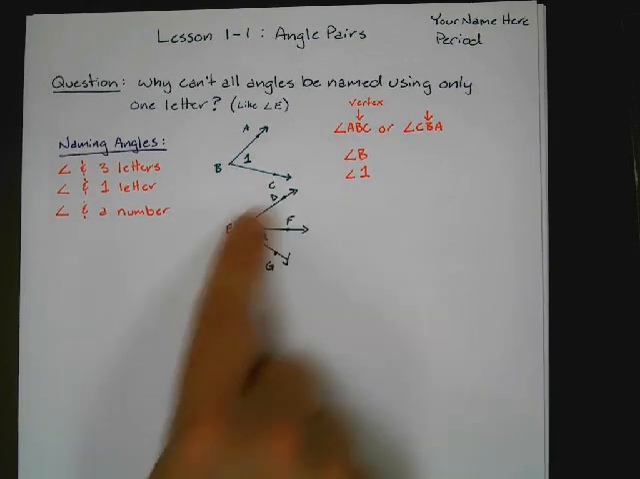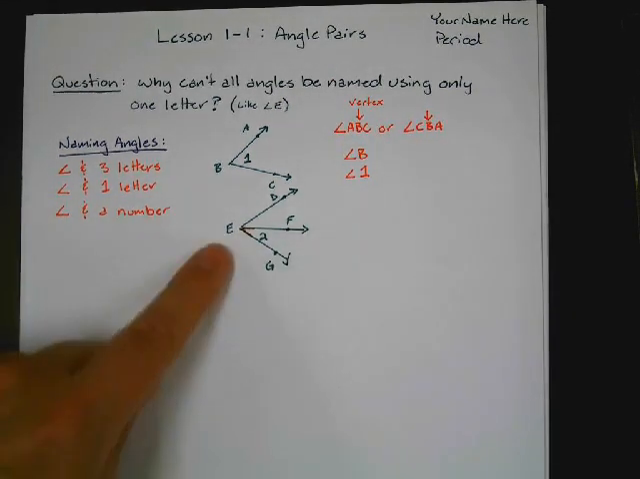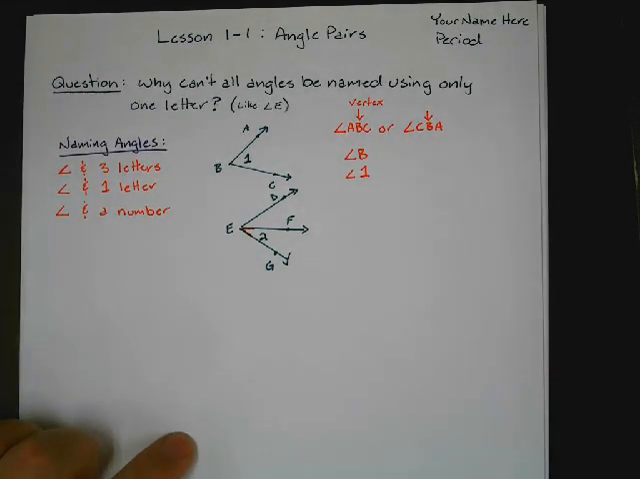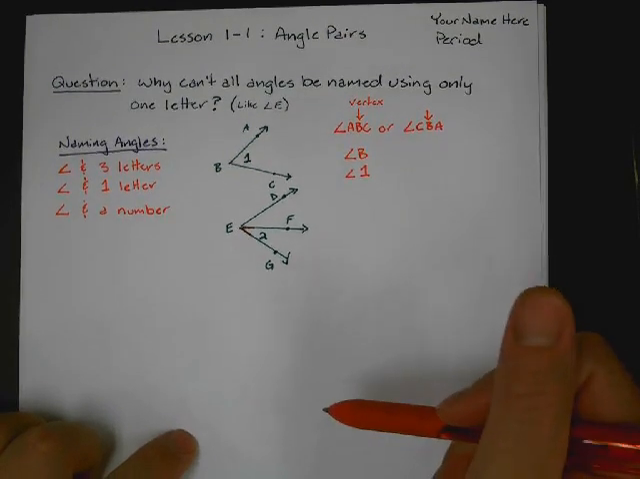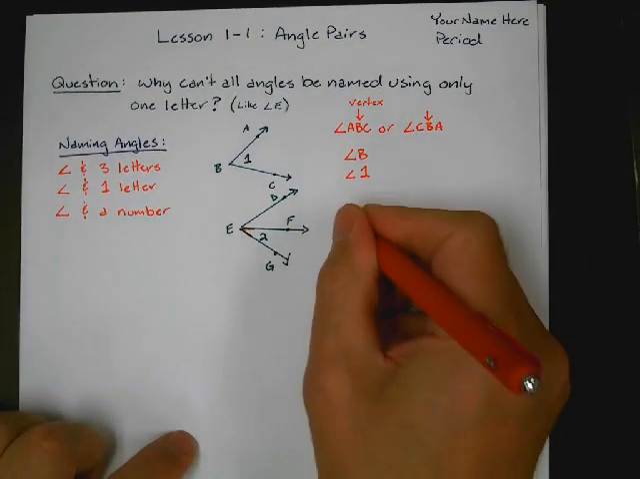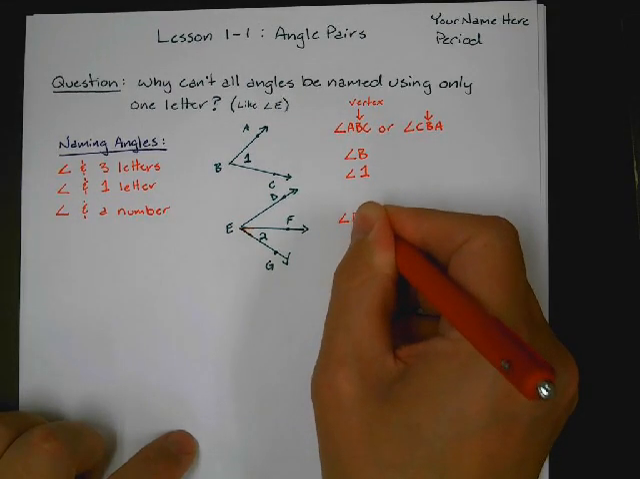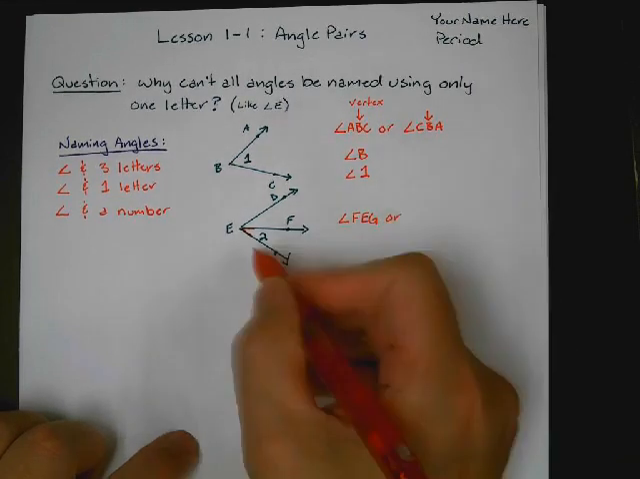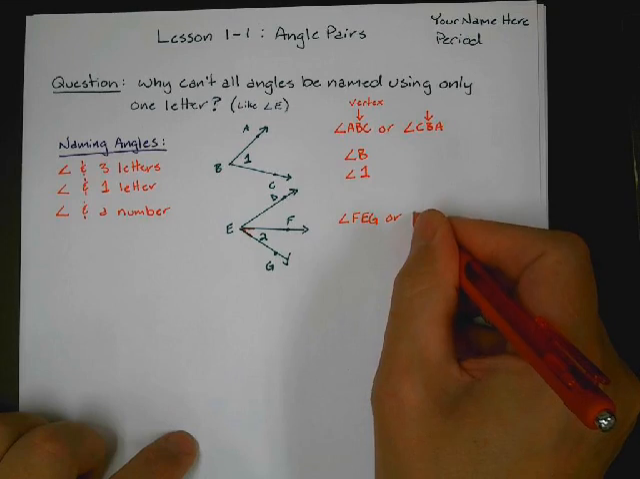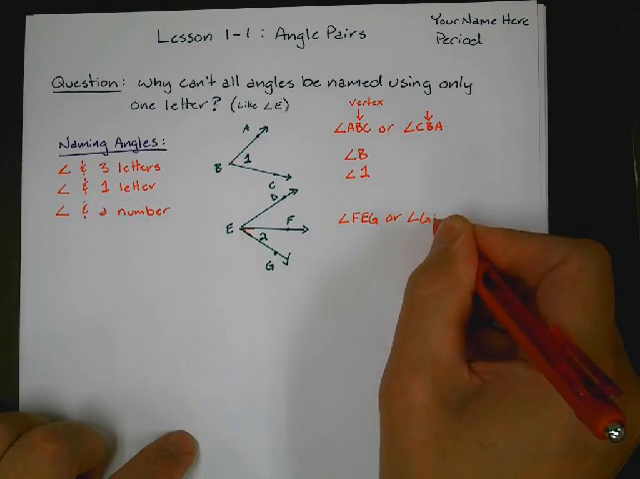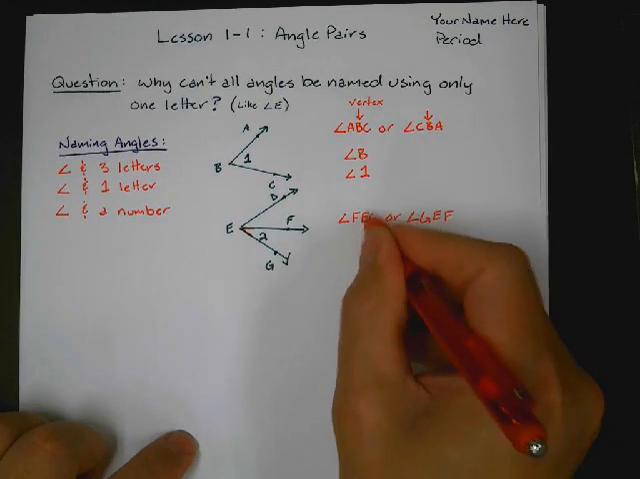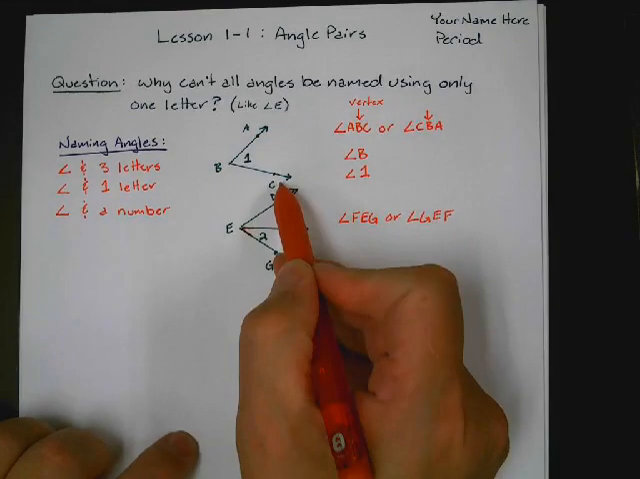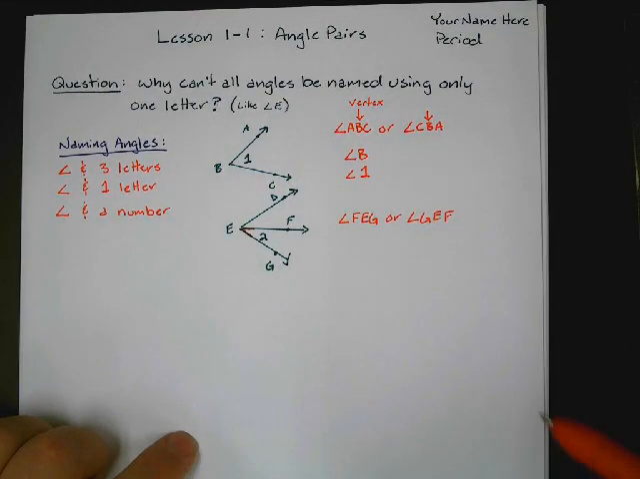So in instances when there's more than one angle at a vertex, so angle E has 3 angles at that vertex, you're not allowed to use one letter. In this instance, you would either use 3 letters, like angle FEG, or angle GEF. Notice that the E is the vertex and it's in the middle for both of those. So the only time you can call it with one letter is when there's only one angle there and nobody else can be confused about which angle you're talking about.